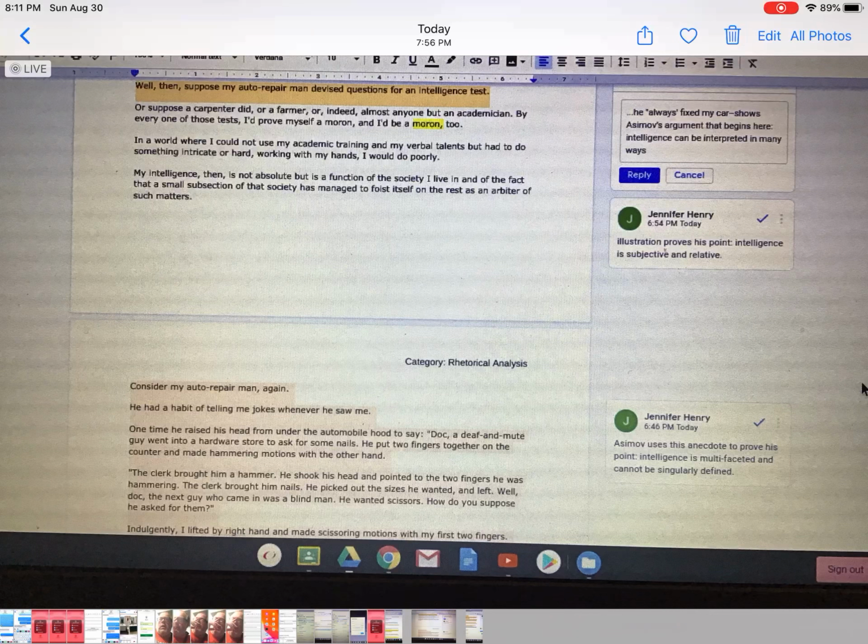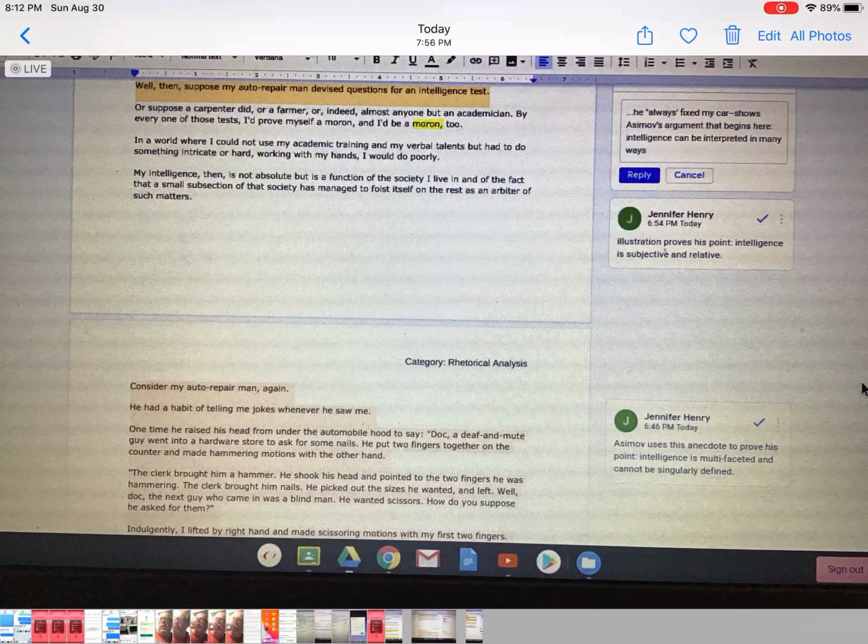I highlighted moron because I thought he not only says it once, he says it twice. It is self-deprecating humor on Asimov's part, where even though he establishes he's pretty much a genius, he also acknowledges that in a lot of cases he's a moron too, which that self-deprecating method really helps to prepare the reader to receive the message. I put down on the right-hand side, this illustration proves his point. Intelligence is subjective and relative. It kind of just depends on the circumstance.